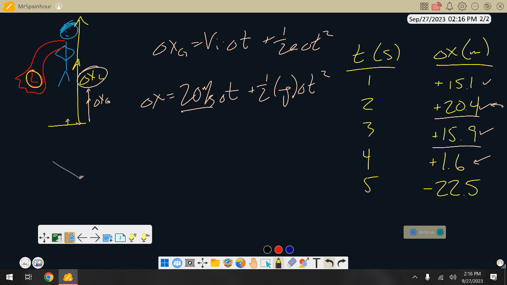So we are now headed downward, but displacement is always the arrow from the initial to the final. And it's not till the end that we get that displacement of the golf club being negative 22.5, like we saw in the previous problem. Hopefully this is helpful. If you have any more questions, just let me know.